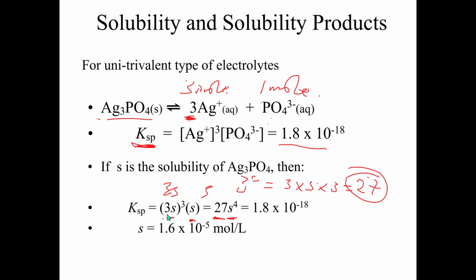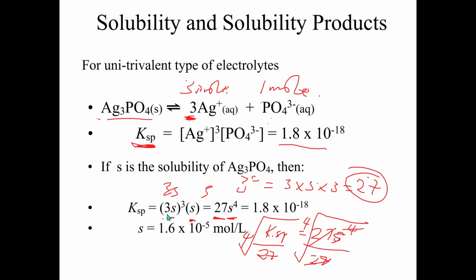So to get S here, that is the solubility. Of course, we have KSP. KSP is now equal to 27S raised to the power of 4. So of course, we have to make S the subject of the formula by dividing both sides by 27. So this 27 will now cancel this, and here it will be the fourth root, and this one will now cancel this. So at the end, we are left with S equals the fourth root of KSP divided by 27. And if you use your calculator, you are going to get 1.6 times 10 raised to the power of minus 5.